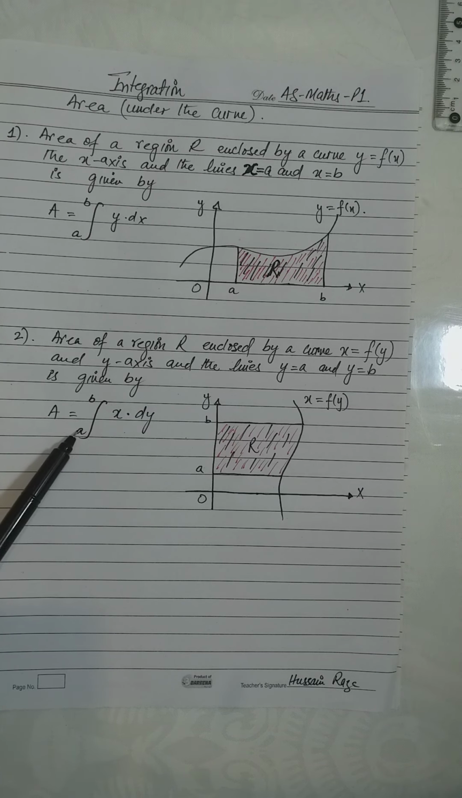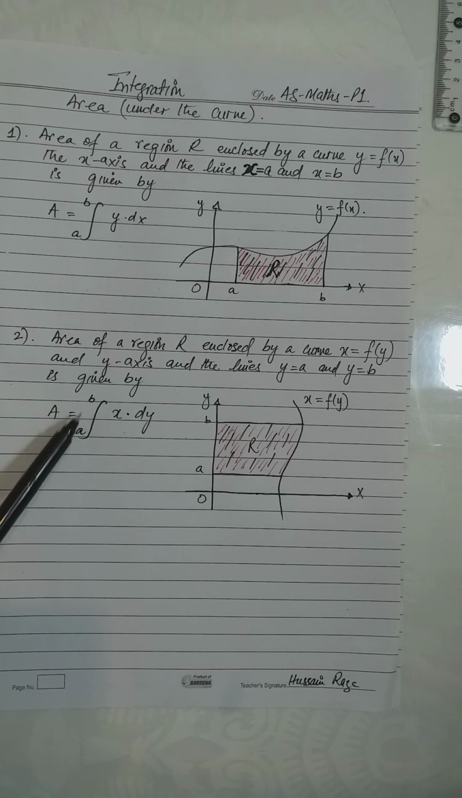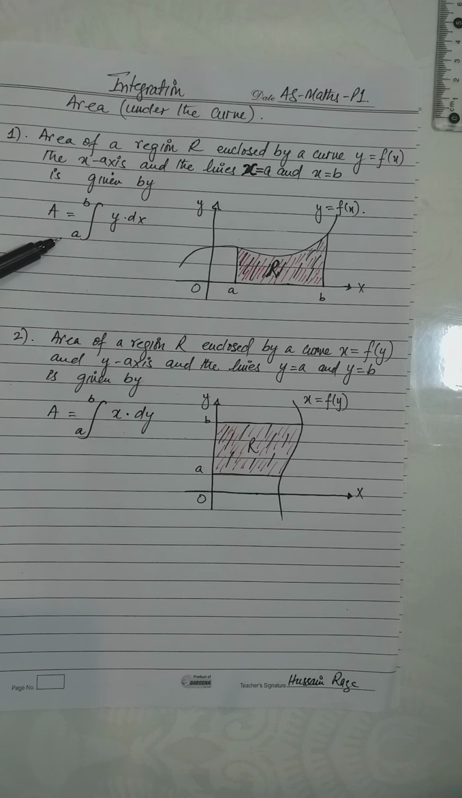So integrating this time x with respect to dy, since that x will be in terms of y, we take the limits of y and we get the answer. So these two are similar, but this is along the x-axis, this is along the y-axis, this with the x limits, this with the y limits.